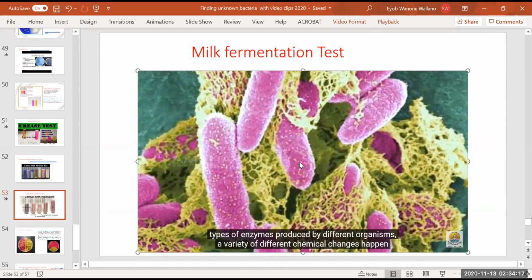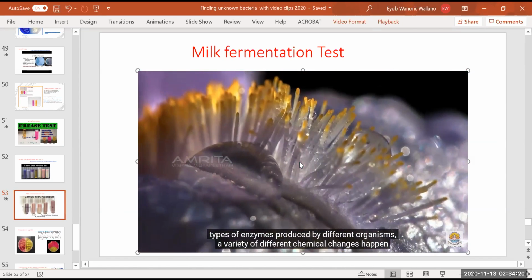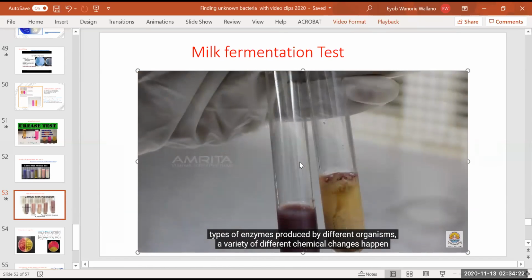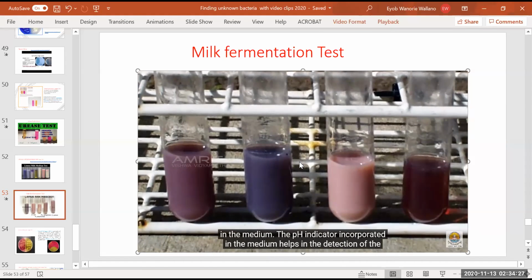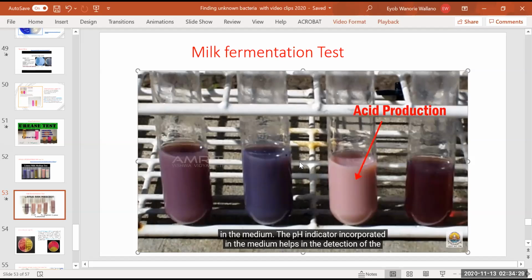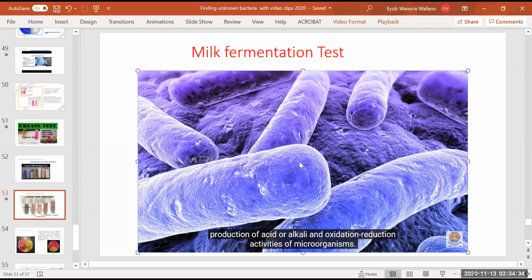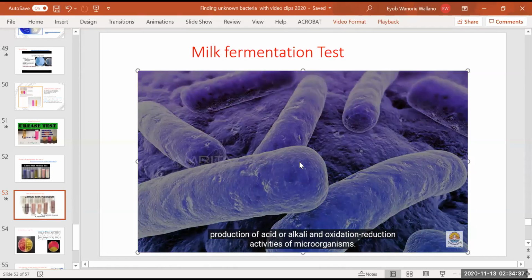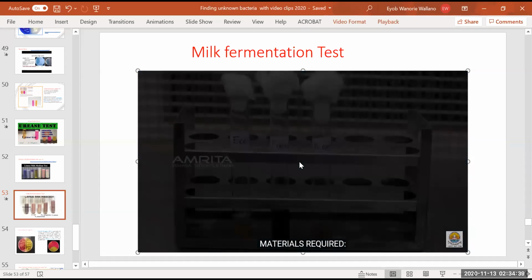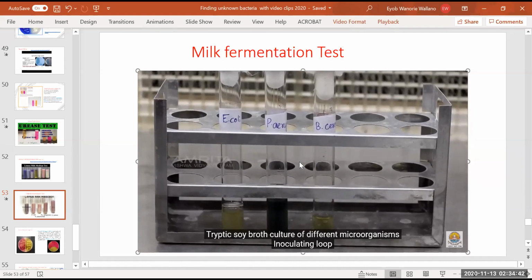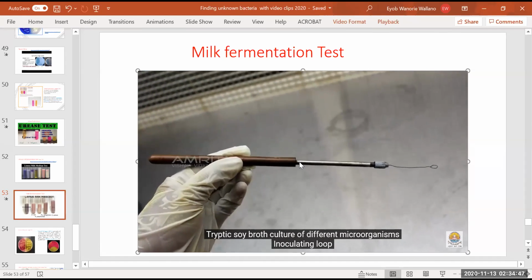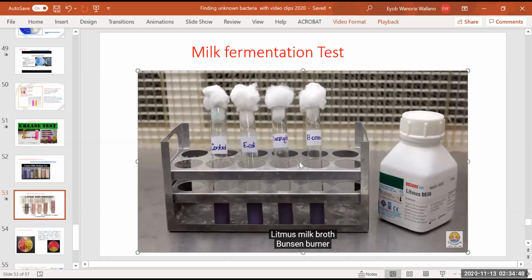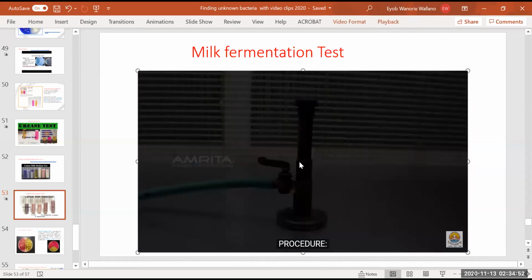Depending on the types of enzymes produced by different organisms, a variety of different chemical changes happen in the medium. The pH indicator incorporated in the medium helps in the detection of the production of acid or alkali and oxidation-reduction activities of microorganisms. Materials required: tryptic soy broth culture of different microorganisms, inoculating loop, litmus milk broth, Bunsen burner.